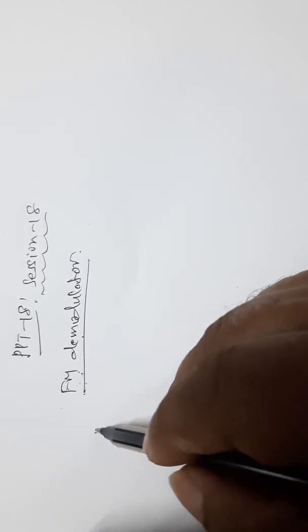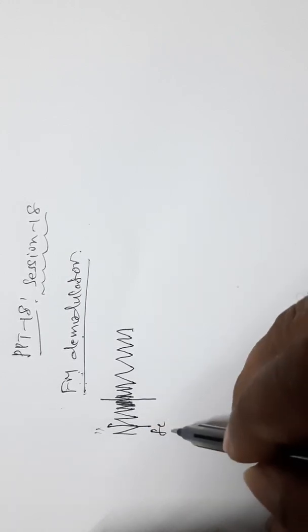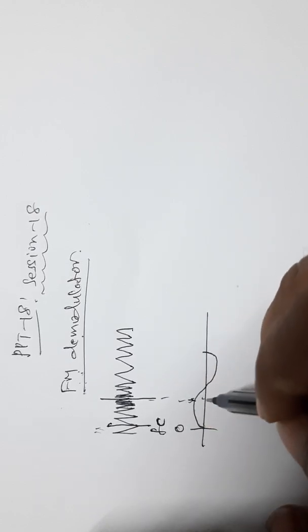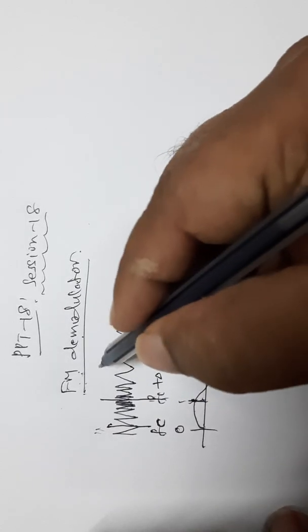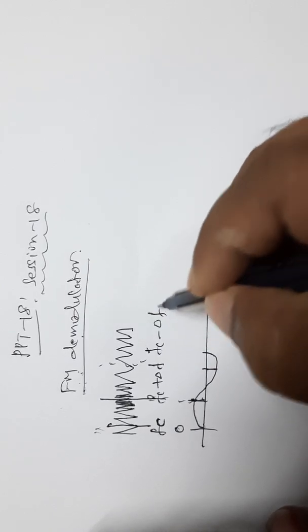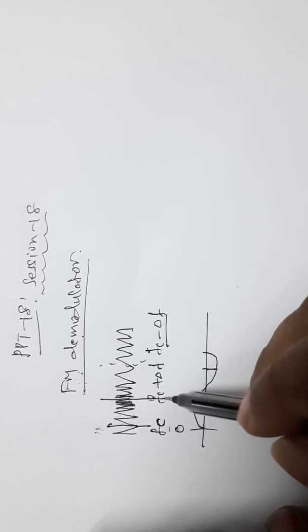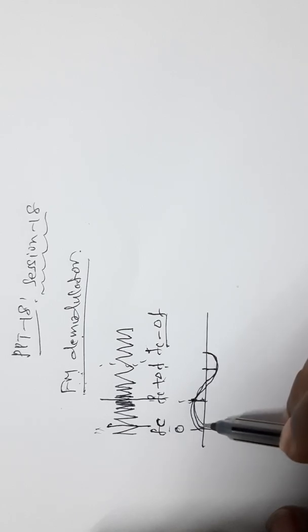So we know what an FM wave is. An FM wave consists of frequencies, that is Fc, the normal carrier frequency. This corresponds to zero amplitude of the modulating signal, and for the positive peak value you get Fc plus delta F, and for the negative peak value you get Fc minus delta F. So the frequency of FM modulation changes from Fc minus delta F to Fc plus delta F depending upon the variation of the amplitude of the message signal.